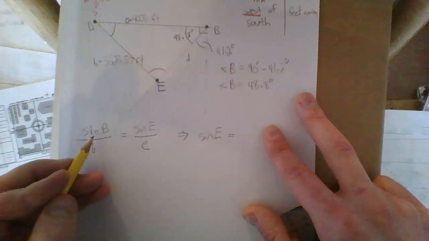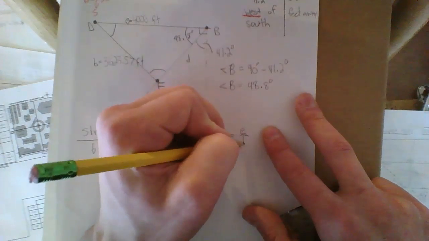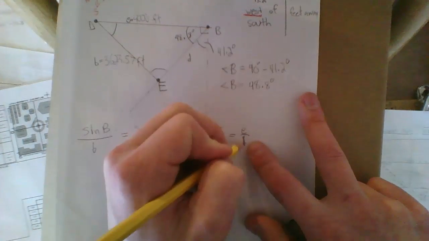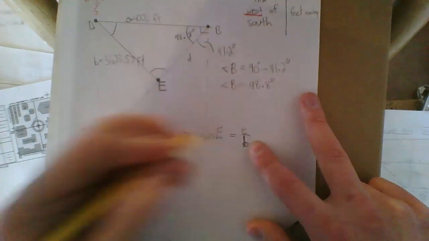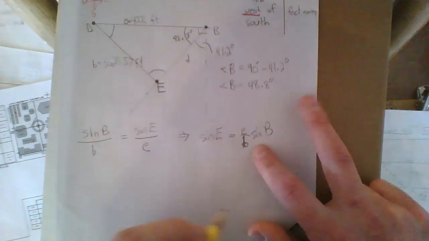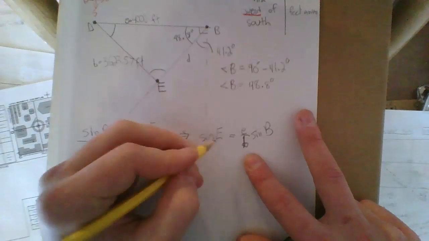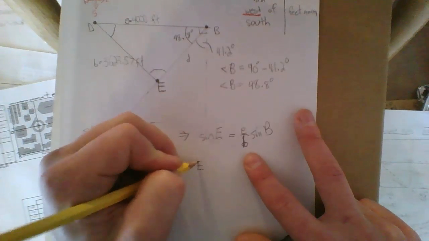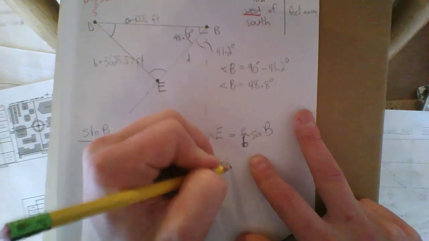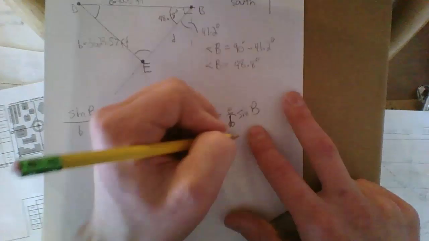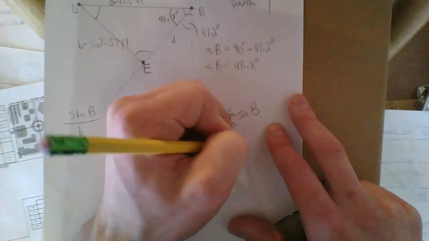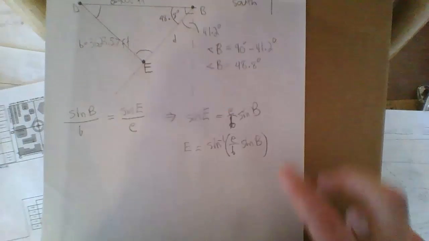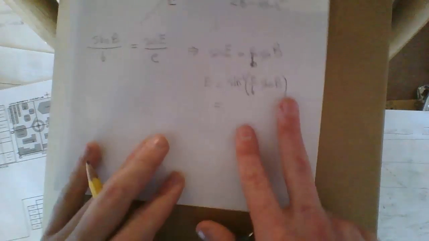equals little e over little b times sine of big B. Then I will take the inverse sine of both sides to get E by itself. Sine inverse of e over b sine big B. And I just have to put my numbers in.